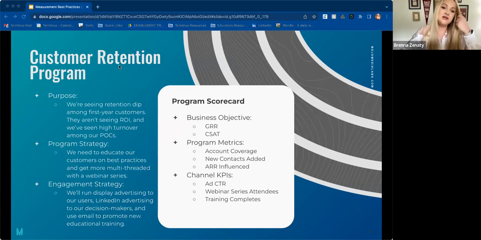All right, I do want to leave plenty of time for Q&A, so I'll move through these last two pretty quickly, but I did break out the post-sale lifecycle into two stages, retention and expansion, because I think they really involve different strategies as well as different metrics.